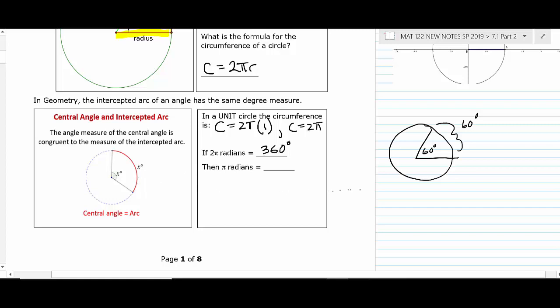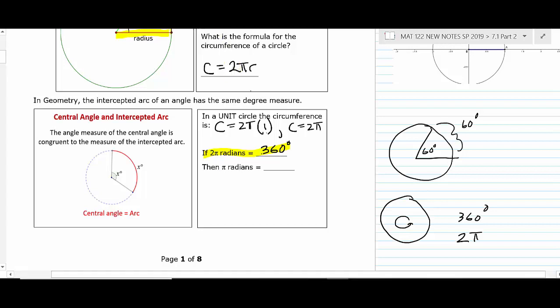So again, what I'm saying is if you go all the way around a circle, we know that's 360 degrees, but all the way around that circle is also 2 pi. That's the circumference of that circle, so they have to be the same. So we get this really important fundamental property that 2 pi radians is 360 degrees, okay?